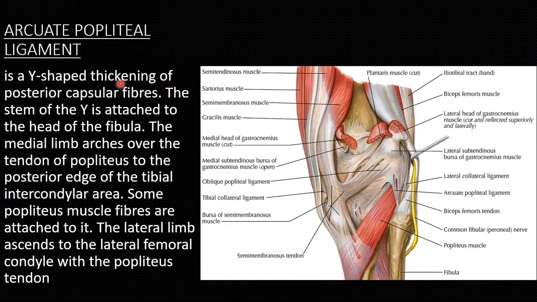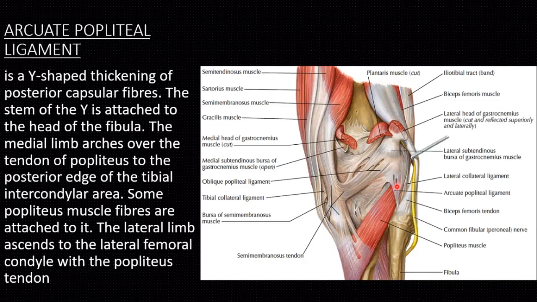Now, don't confuse the oblique popliteal ligament with the arcuate popliteal ligament, which is a Y-shaped thickening of the posterior capsular fibers, with the stem of the Y attached to the head of fibula. Here it is. This is your arcuate popliteal ligament. You can see the stem is attached here. Then it has two limbs. Now, the medial limb, you can see the medial limb.